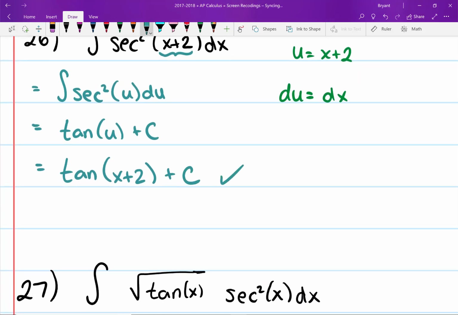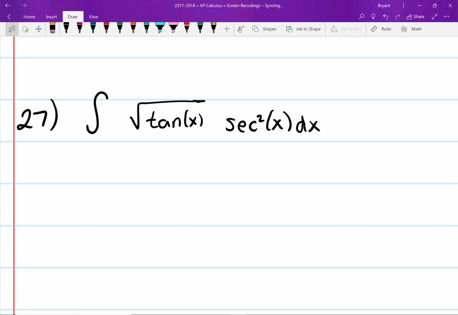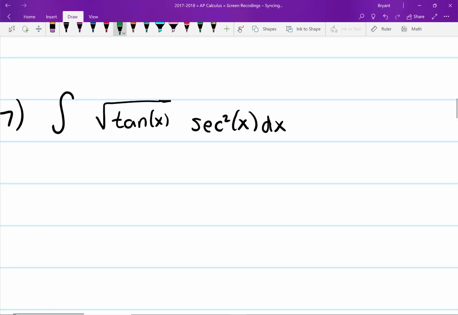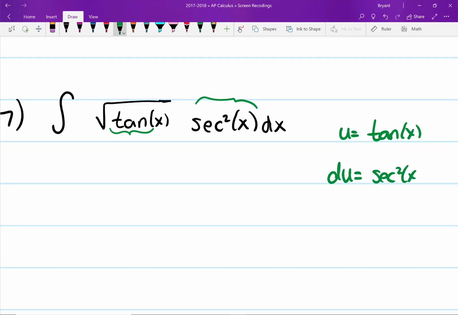Alright, moving on to number 27. I get the integral of the square root of tangent of x times secant squared of x. So this is a lot of mess. I can see, though, that the derivative of tangent is secant squared. So I'm going to let u be tangent of x. And I get du is equal to secant squared of x dx. Well, that's really nice and handy because I have all of that right here.